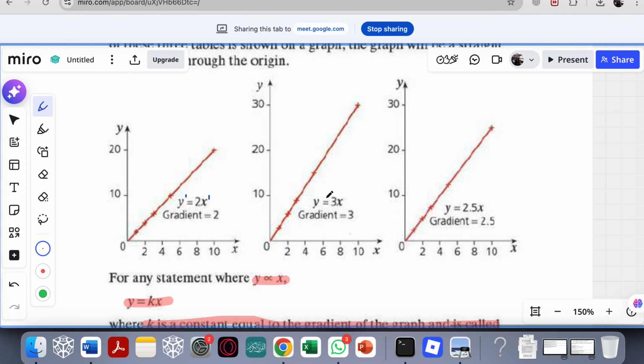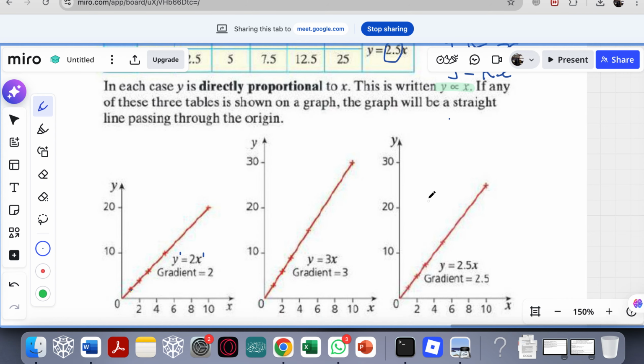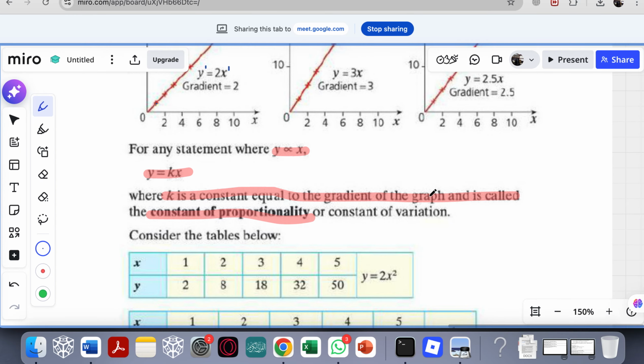Okay, for 3x, if we plot it, we get it. This one is steeper than this. The gradient is bigger, it's steeper. So if you look at this, we have 2.5 as the gradient, right? So every time we plot any of these three tables, this is what we get. Now let's move on.